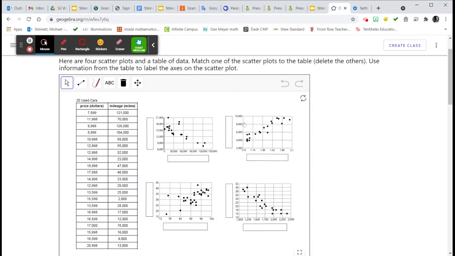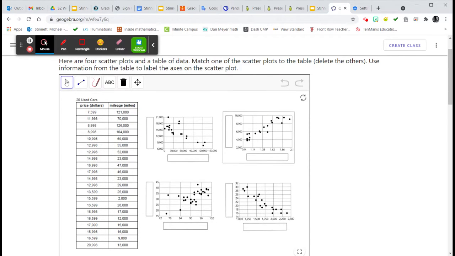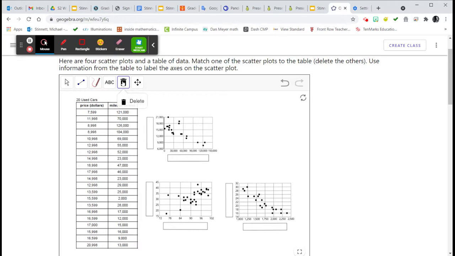So as I go through, what I can do is start deleting the ones that don't match, okay? So I know this one up here doesn't match. I'm going to click on it. So I have the selection tool clicked. I clicked on it. And then I can click this trash can right here and it'll delete it. All right. Now the key is you need to make sure to select your select tool again. I know this one down here didn't work.